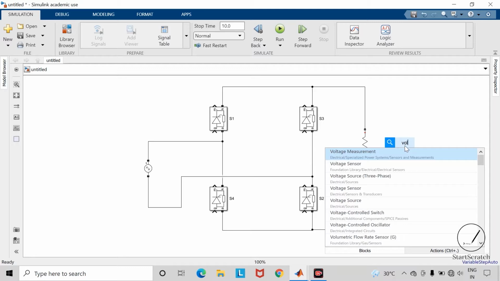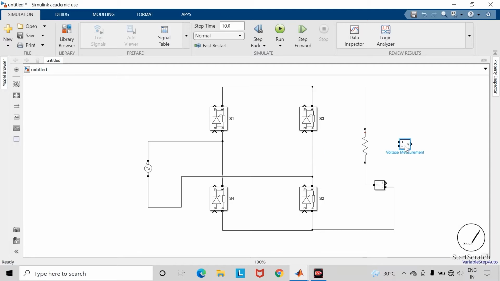Take voltage measurement block, connect it across the load and copy this to the supply side.